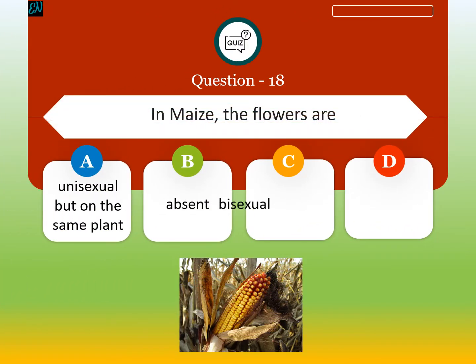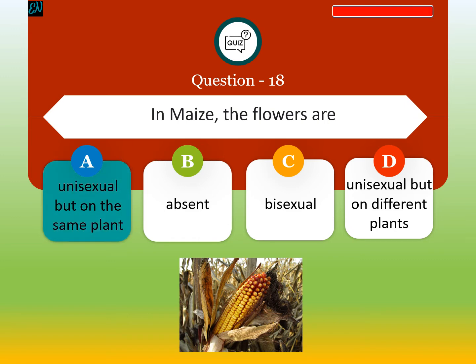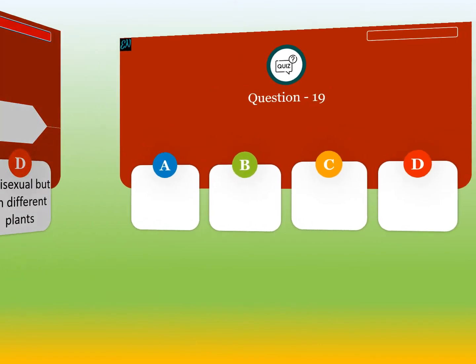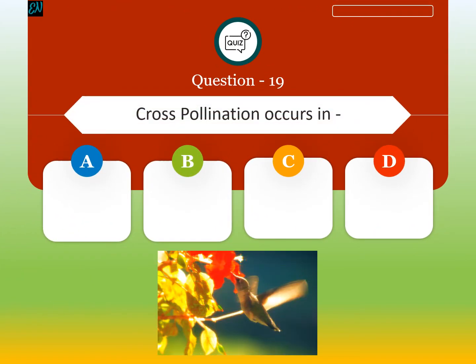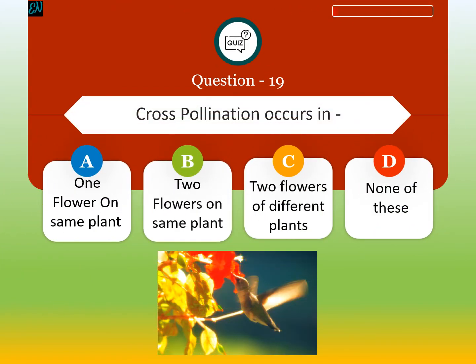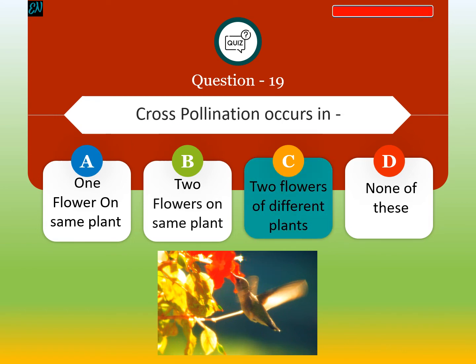In maize, the flowers are unisexual but on the same plant, absent, bisexual, or unisexual but on the different plants. The correct answer is A. Unisexual but on the same plant. Question number 19. Cross-pollination occurs in one flower on the same plant, two flowers on the same plant, two flowers of different plants, or none of these. Yes, cross-pollination means two different plants. So, two flowers of different plants.